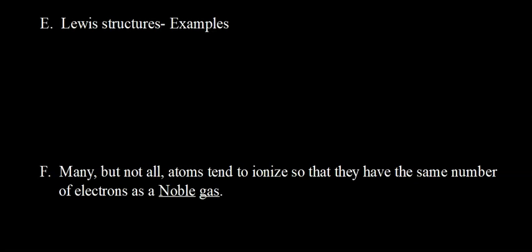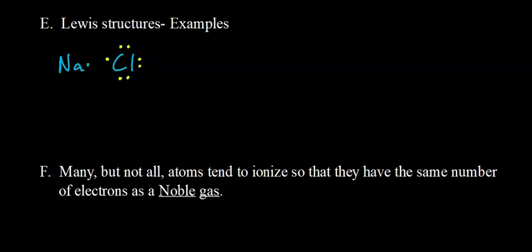Draw the Lewis structure for a sodium atom right next to the Lewis structure of a chlorine atom. We've done this before, so just put them next to each other. I want to show you what happens. Go ahead and pause the video and draw those now.